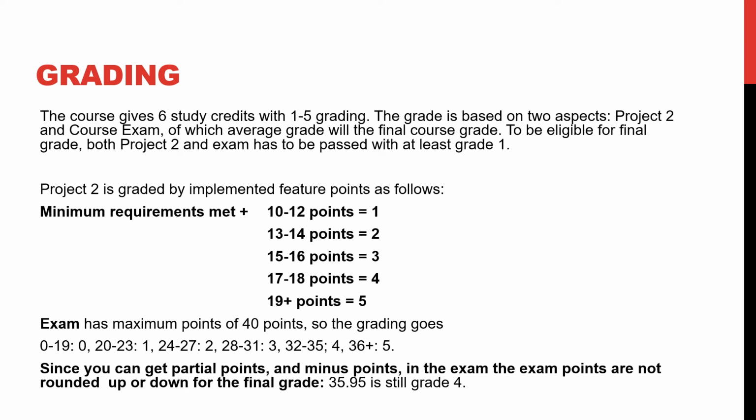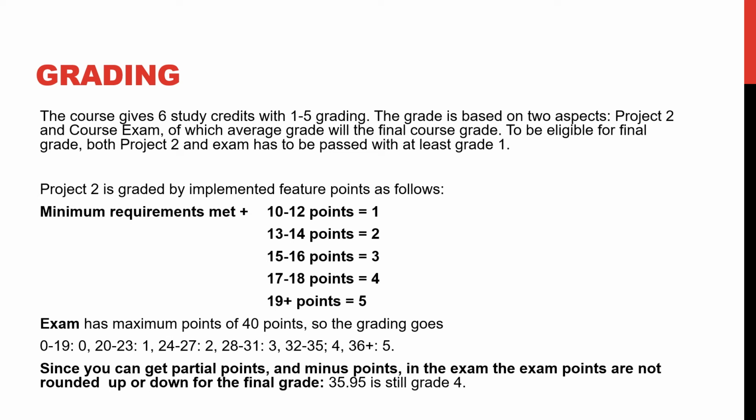On the exam, there's a maximum of 40 points, and the grading goes as follows below. But please keep in mind that because it's a multiple choice exam, it means that you can get only partial points. You can actually even get minus points for answering wrong to the questions. So the exam points are not rounded up or down for the final grade. You have 3 attempts on the exam, and the best score stays in effect.